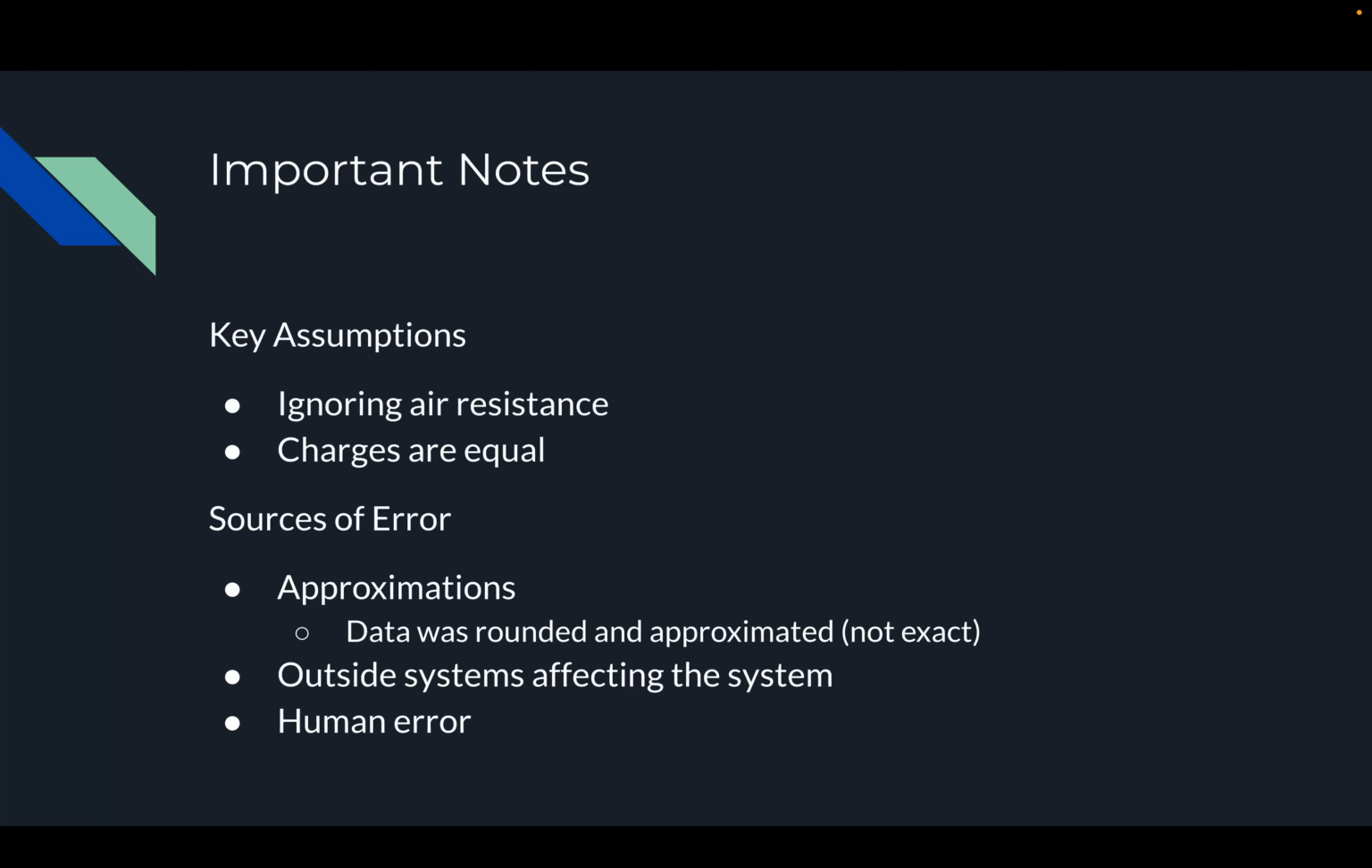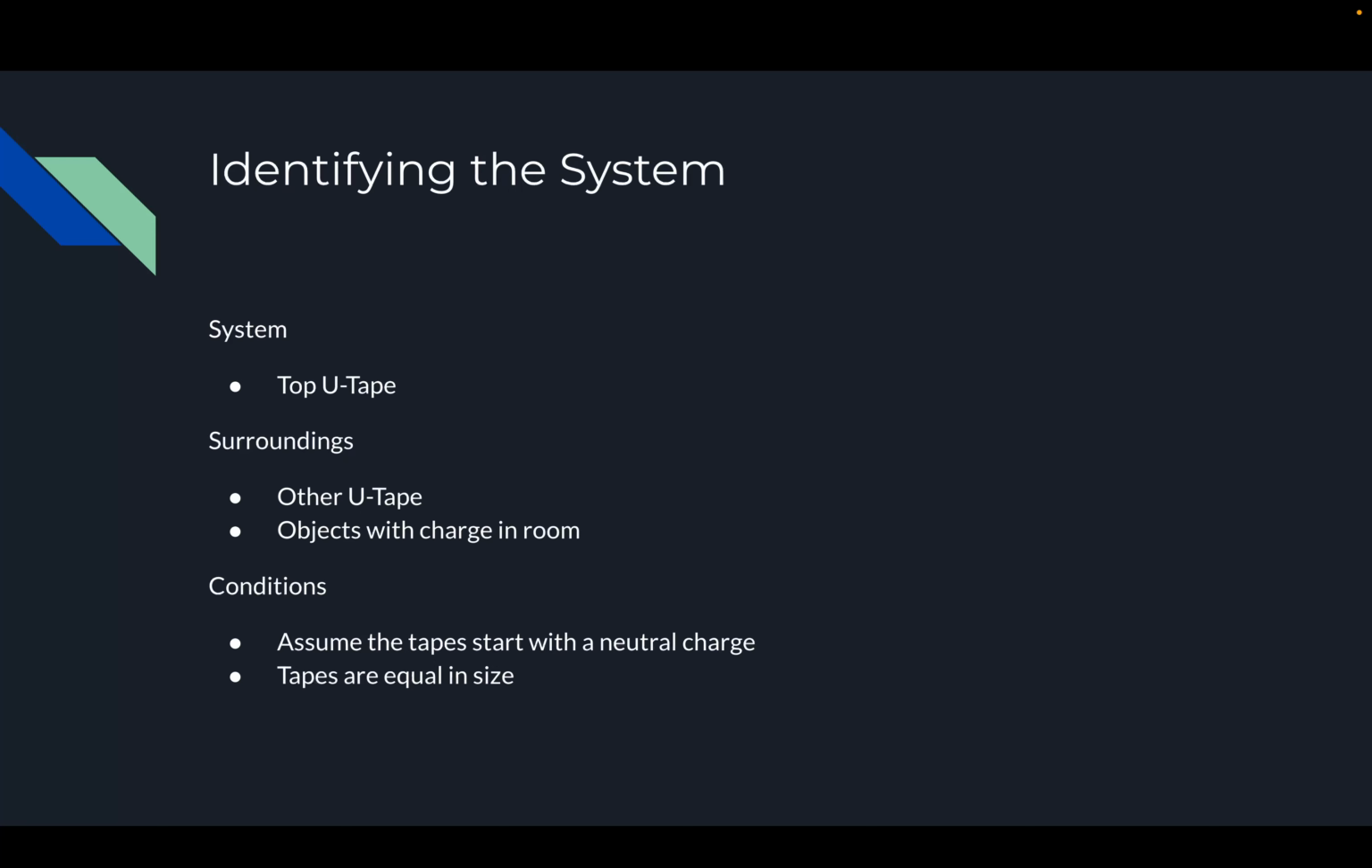In this lab, we've got a few key assumptions. We're going to assume that there's no air resistance, even though there will be, and that the charges are equal, even though they are very unlikely to be perfectly equal. We also know that we're going to have some sources of error because some data is found via an approximation and rounding. But we're also going to have outside systems affecting the charge because the charge will not be perfectly stationary. It will be constantly changing. And there's also going to be human error involved. The system here is going to be the top U-tape, and the surroundings are the other U-tape and other objects in the room that have a charge that are going to affect these. And the initial conditions are, we're going to assume that they start with a neutral charge, even though they likely don't. We're also going to assume that they're equal in size.